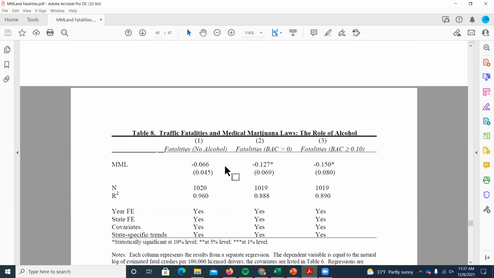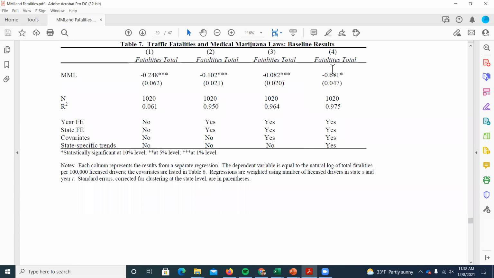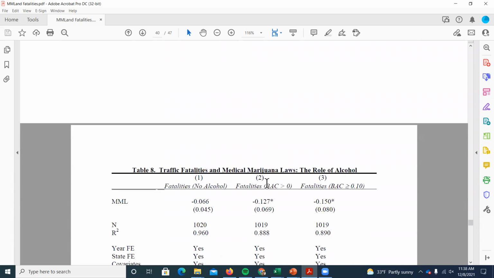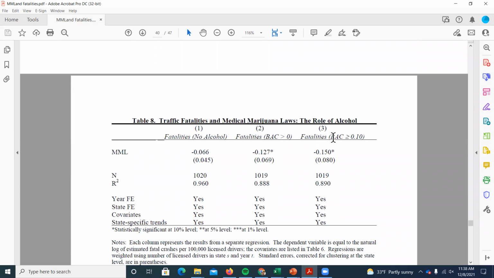However, what they found was that for fatalities where you pick up any blood alcohol content above 0, it reduced those by a little bit more than if we just included all fatalities together. And it decreased these extreme blood alcohol content measures and fatalities by the most, right? Negative 0.15. So here we've got evidence, not only is it reducing traffic fatalities, but primarily those where high levels of alcohol were involved.